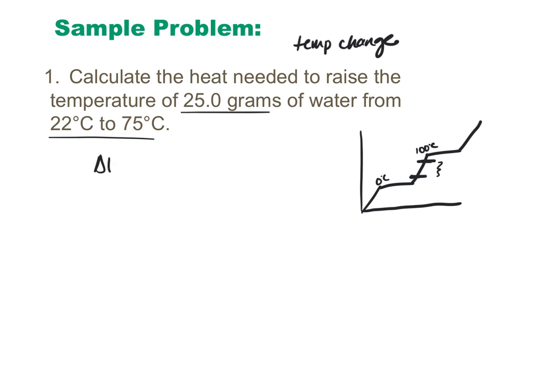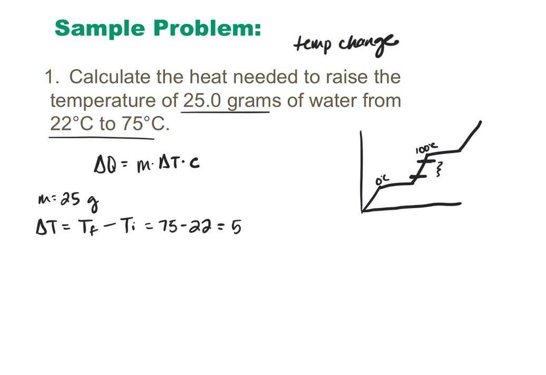So my equation is Q equals M times delta T times C. My M is 25 grams. My delta T is my final temperature minus my initial temperature. So in this case, it's going to be 75 minus 22, which is 53.